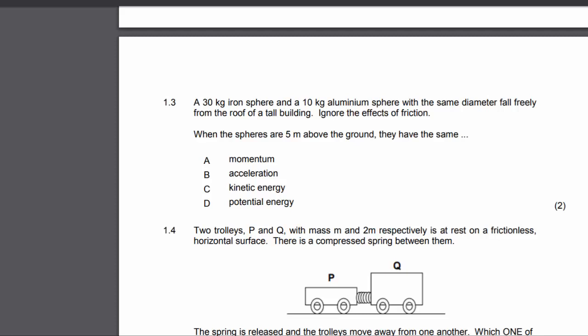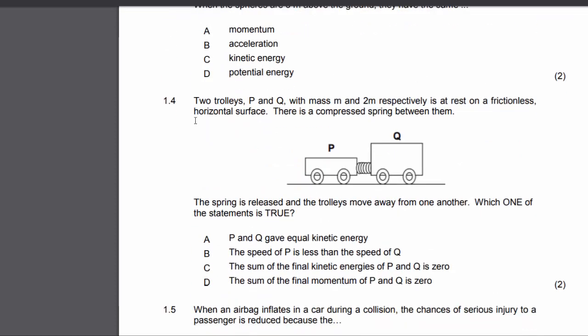the gravitational constant. Okay, 2 trolleys P and Q with mass m and 2m respectively is at rest on a frictionless surface. There is a compressed spring between them. Okay, the spring is released and the 2 trolleys move away from one another. Which one of the following is true? P and Q have equal kinetic energy. Well, again, they've got different masses, so no, they can't have equal kinetic energy.